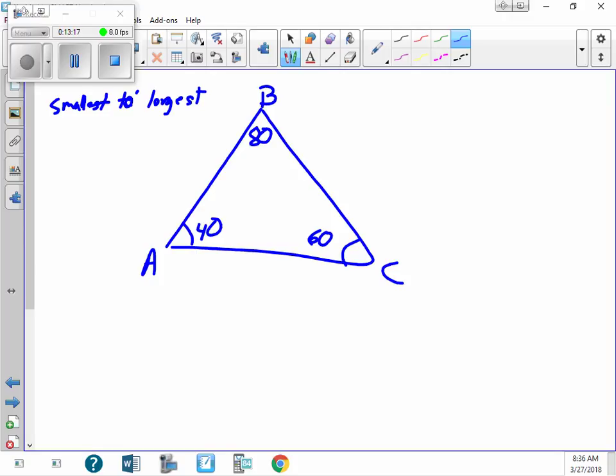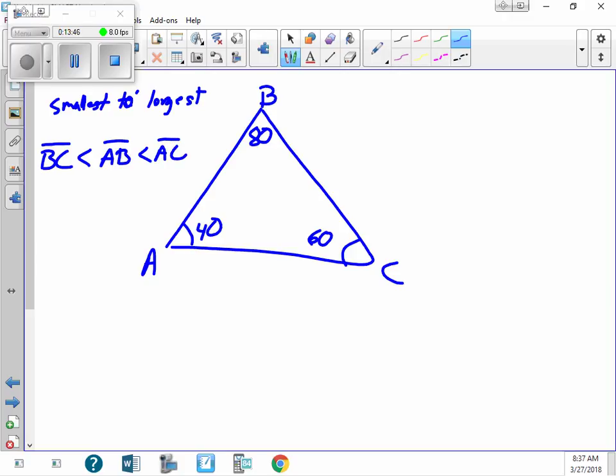So what is the shortest side? Nope, that's the shortest angle, BC. So side BC is smaller than, and actually these are segments, so we need the segment marks. AB, and then AC.